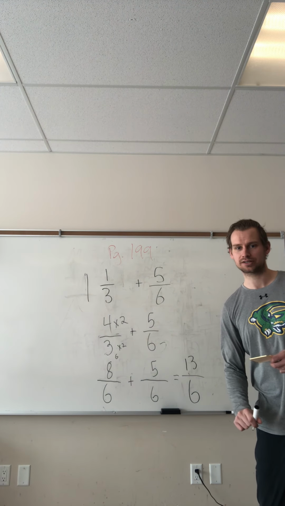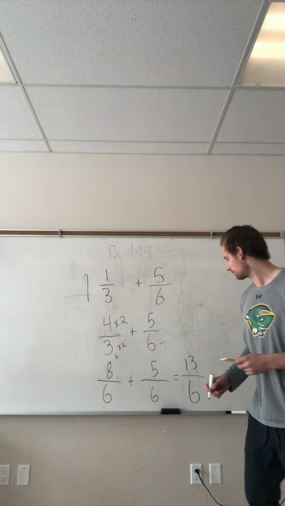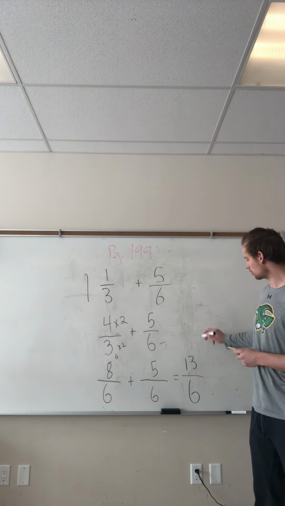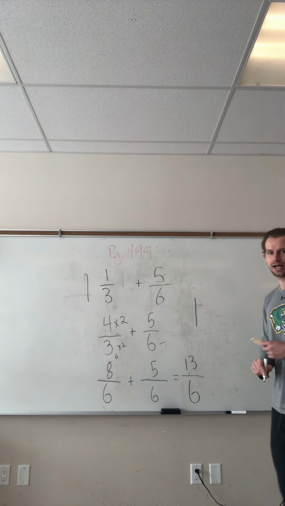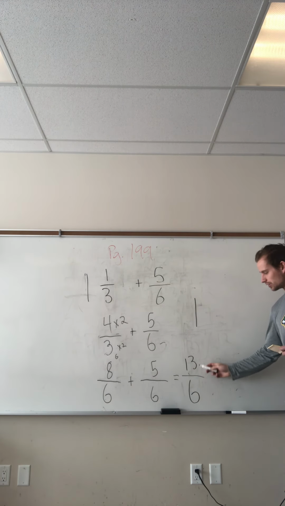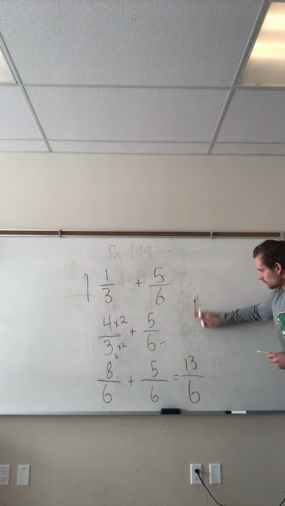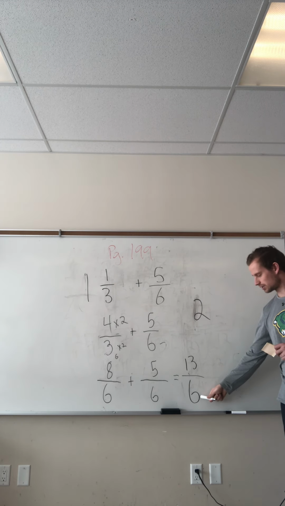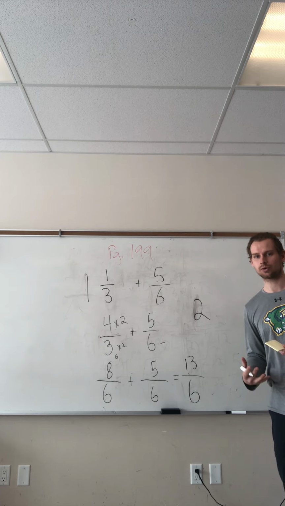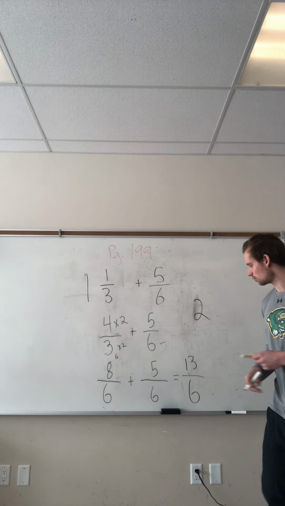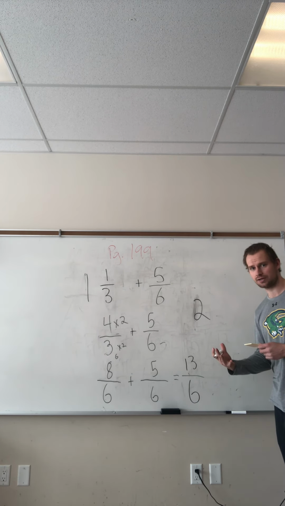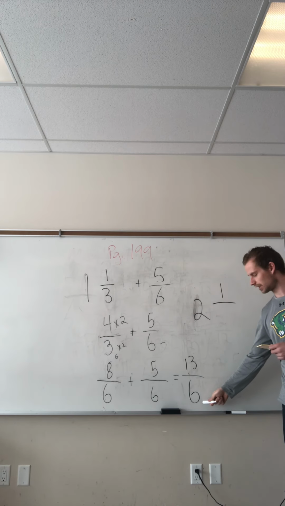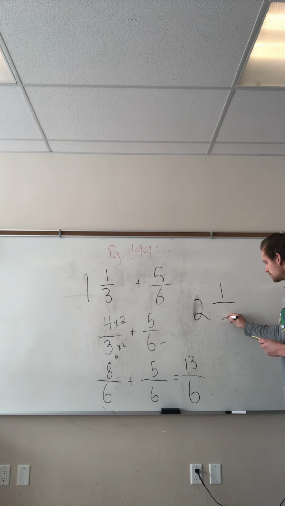Could I change that to a mixed number? Sure I could. So 6 goes into 13 how many times? Sorry, my bad, 6 goes into 13 2 full times. 6, 12, without going over, it goes in twice. What's left over between 12 and 13? Well, we have 1 left over. Keep our denominator the same as 6.